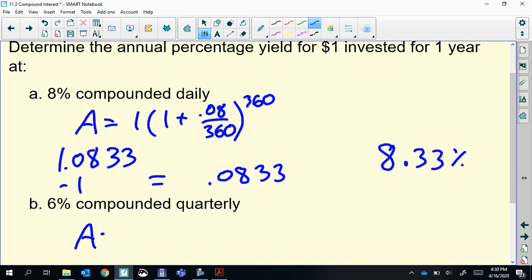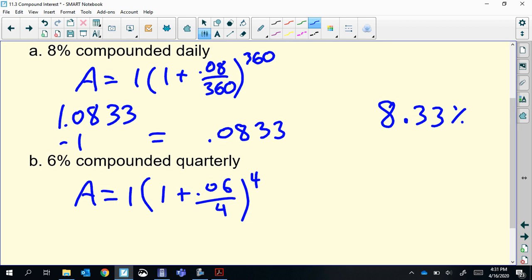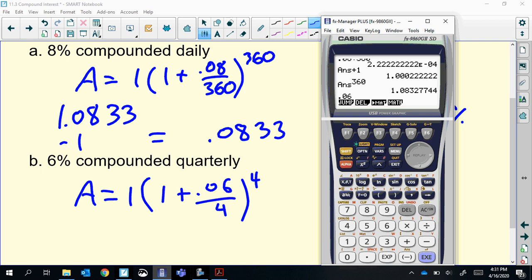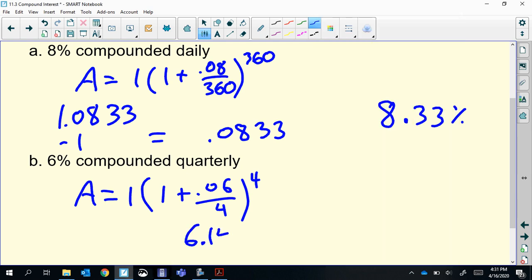6% compounded quarterly. So again, we're going to do the same thing. We'll plug in that 1 in front, which really doesn't matter. Compounded quarterly means 4 times 1 for t, so the exponent is 4. So 0.06 divided by 4 plus 1, and then to the power of 4. Then again, we subtract the 1. So it's going to be about 6.14%, and that's because it's compounded quarterly instead of daily.